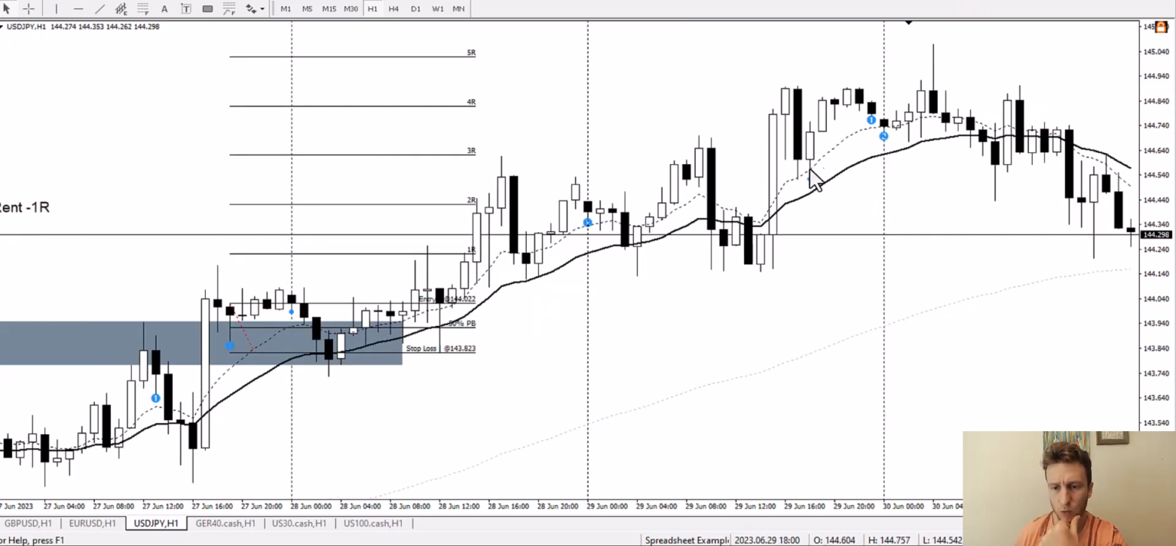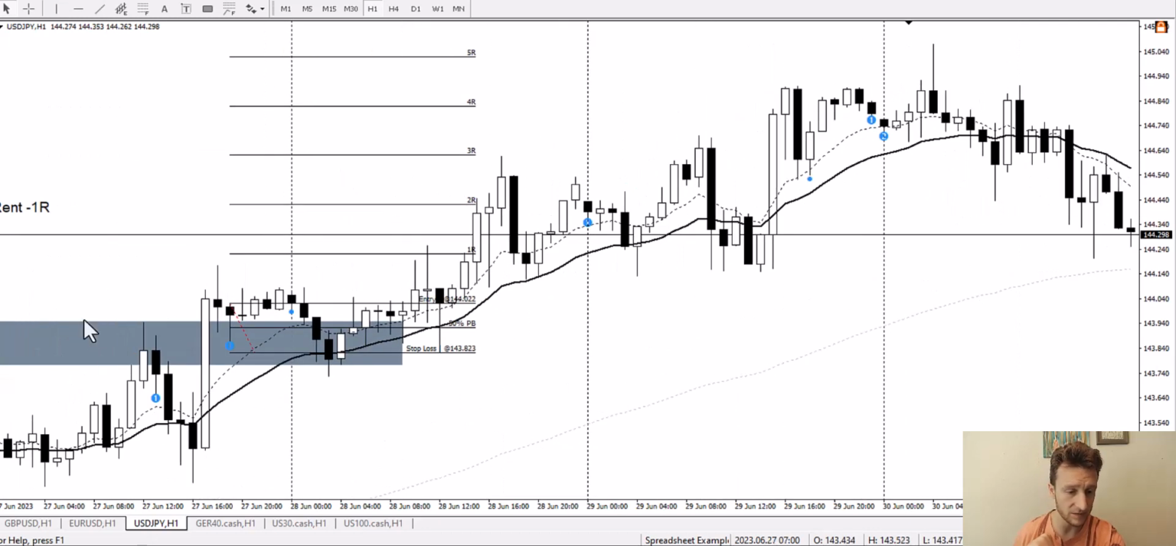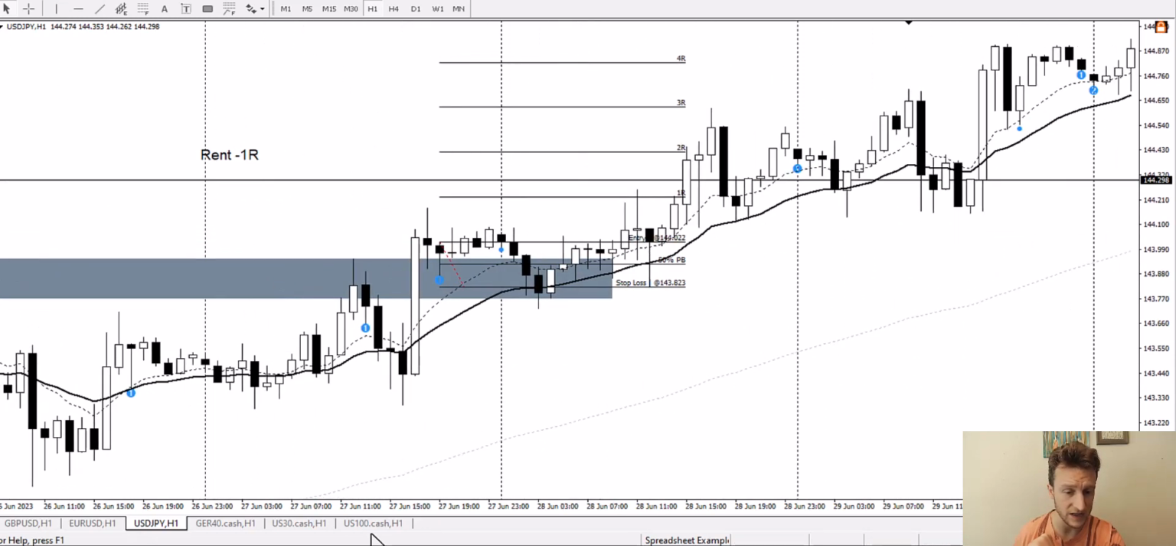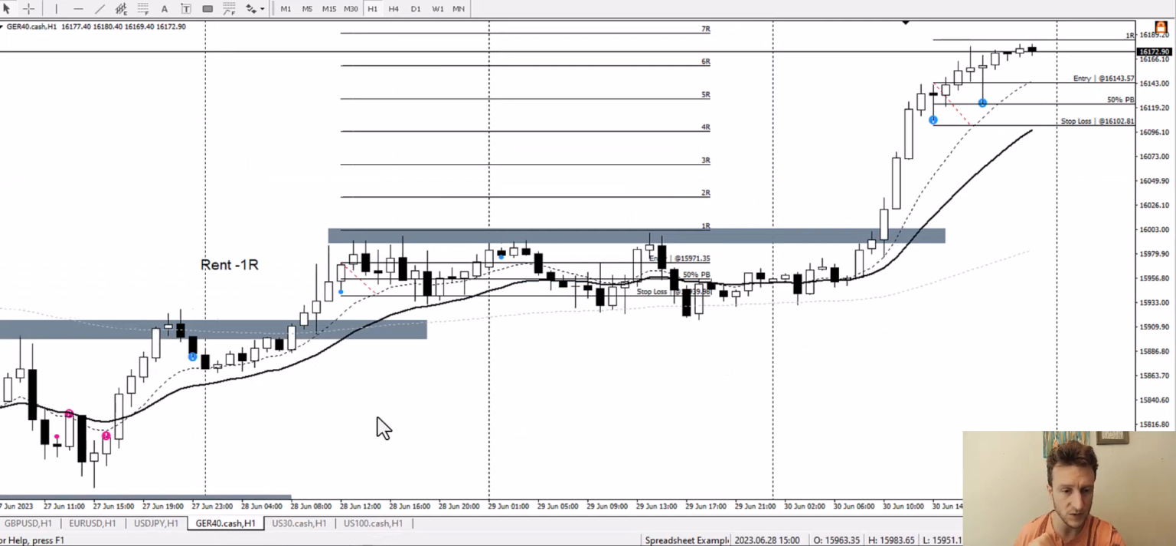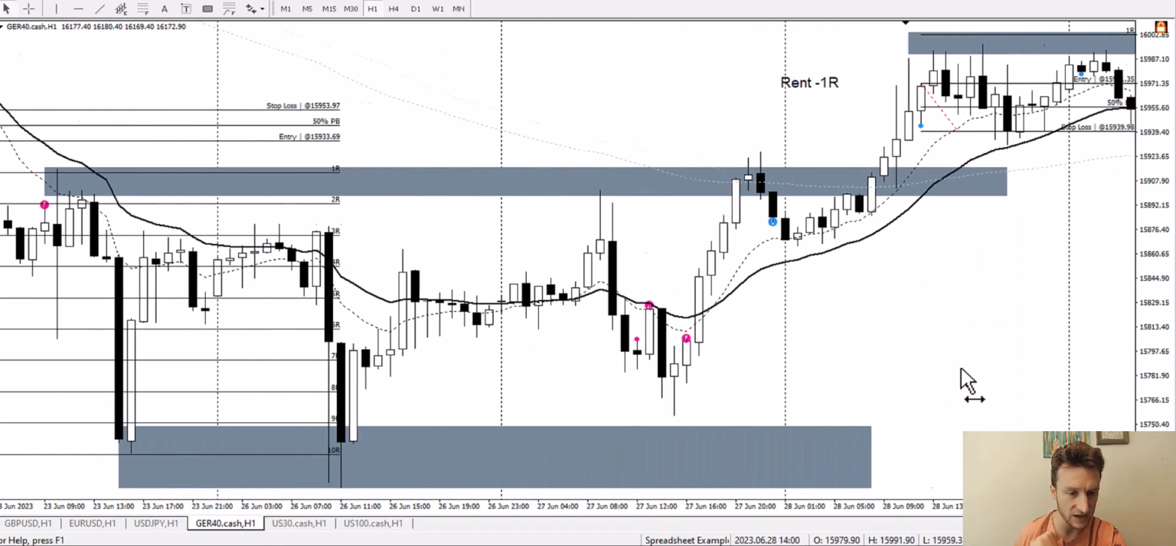So this one here, I would not have taken this one because there's a big trend candle in the pullback. This one would not fit. So this one right here is another one, but it would not fit our rules because there's a big trend candle in the pullback. So we would filter that one. And that's it for the yen. Just a negative 1R on the yen this week. And then, looking at the DAX, starting on the 26th.